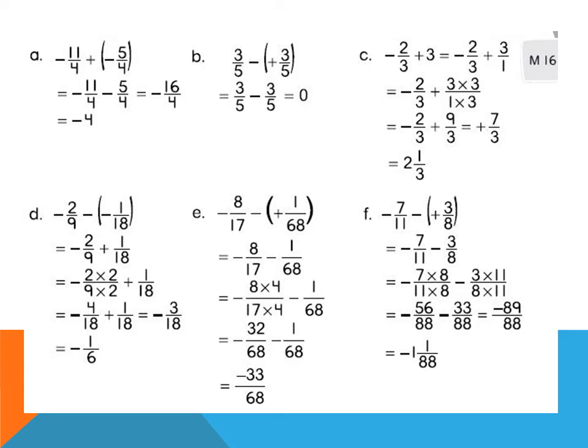So we will convert 8 by 17 into a fraction which has 68 as the denominator. So 8 into 4 divided by 17 into 4 will give us minus 32 by 68 minus 1 by 68. And the final answer will be 32 plus 1 is 33, and the negative sign comes in front of it.